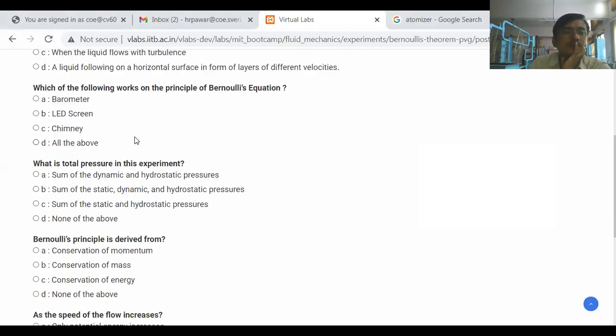Which of the following works on the principle of Bernoulli's theorem? Barometer, LED screen, chimney, all of the above. LED screen, does it work on this Bernoulli's theorem? I don't think so. So the options B and D, again, don't work here. Barometer, it works on the principle of, I think, Pascal's law. Chimney might be the correct answer here for this question.